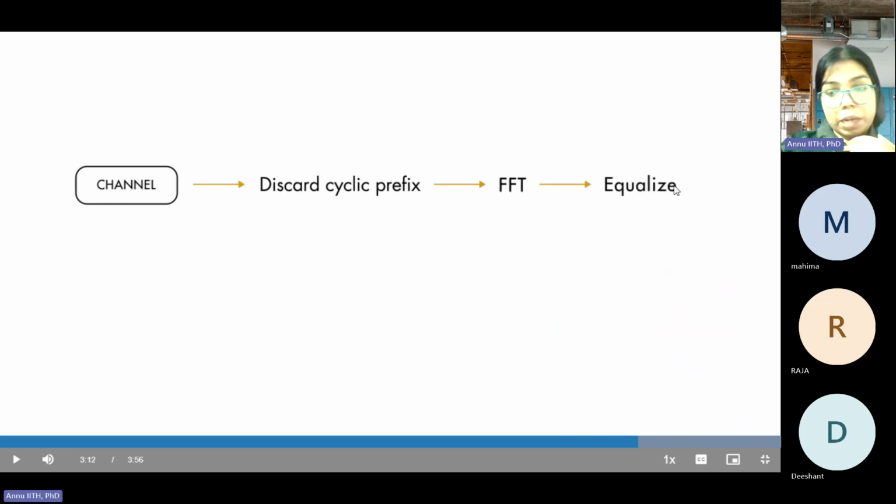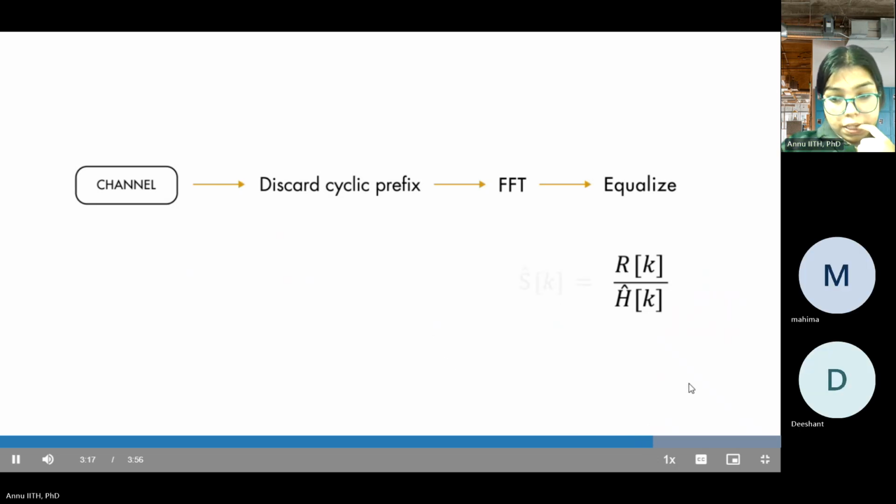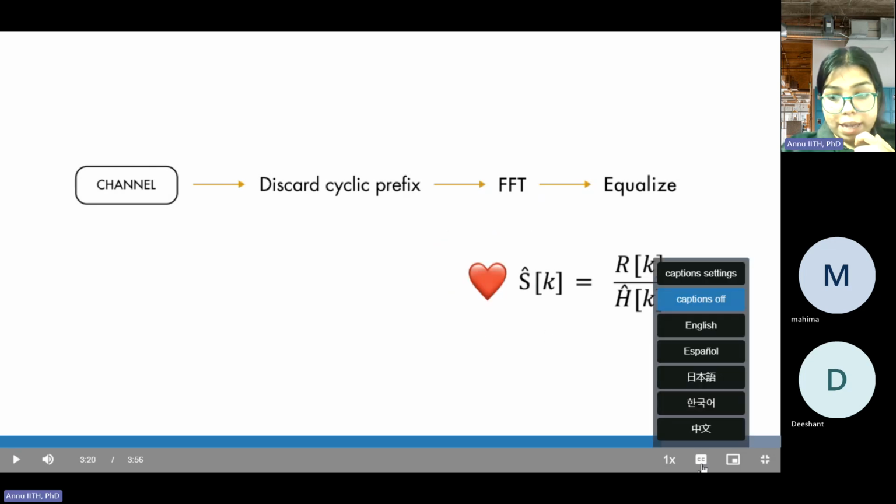At the end, we will equalize the signal at the receiver. So what we have after the channel, you have to discard the cyclic prefix, then FFT, then equalize, using that beautiful simple equation, R[k] by H[k]. And this is why it is working: because it is performing circular convolution. And the output will be the QAM signal that you have started with.